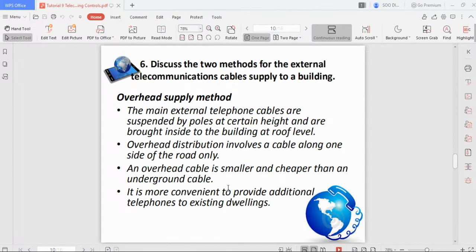So if you were to have an underground supply method for a housing area, then it will be expensive to add a new telephone line for the new dwelling that comes to stay in the area. You need to actually dig out the underground supply and connect the new additional telephone line to the new dwelling.